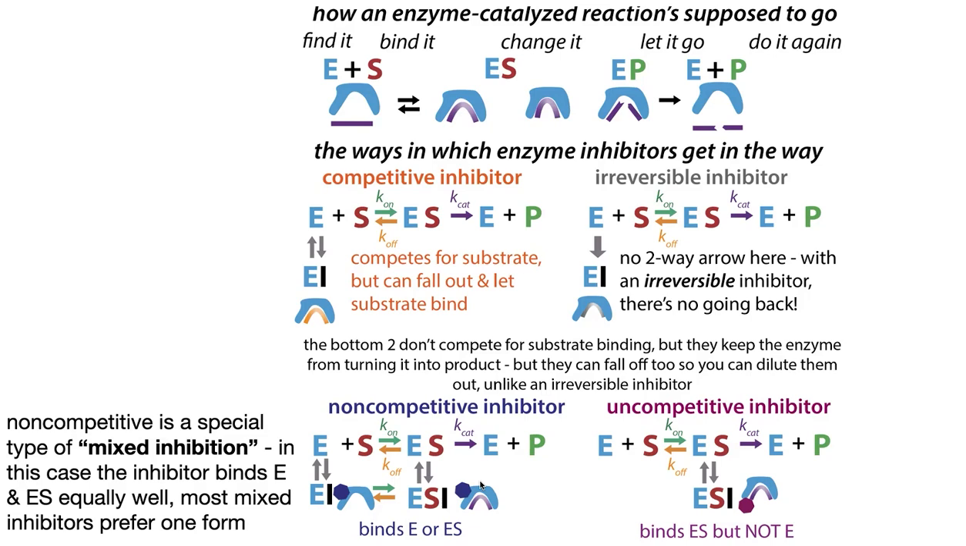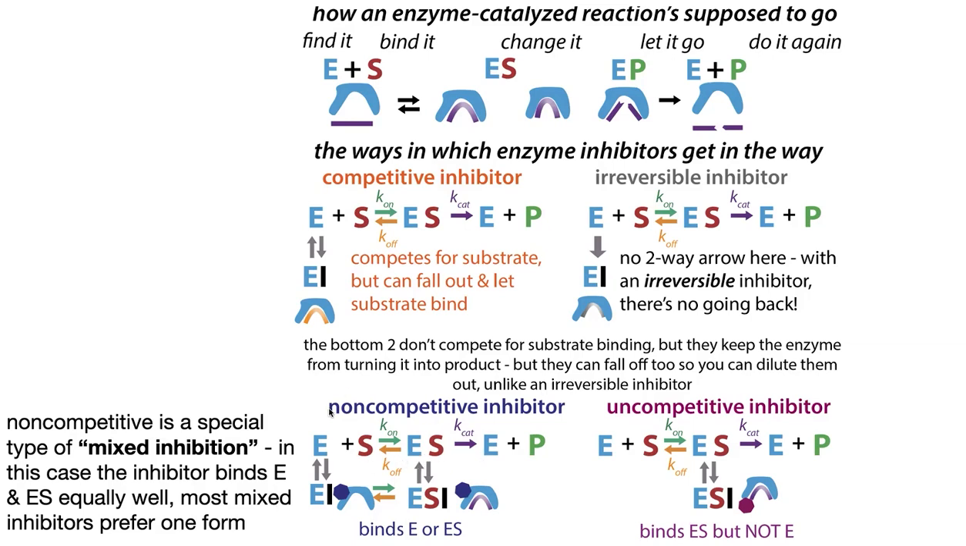They are going to be able to bind to the enzyme substrate complex, and sometimes they bind more to the enzyme substrate complex, and sometimes they bind more to the enzyme alone. Depending on what they prefer, we can give them different names: non-competitive, uncompetitive, or mixed inhibitors. All of those are examples of our allosteric inhibitors, and we're going to go into more detail about each of these. But a non-competitive inhibitor is going to bind to E or ES equally well.